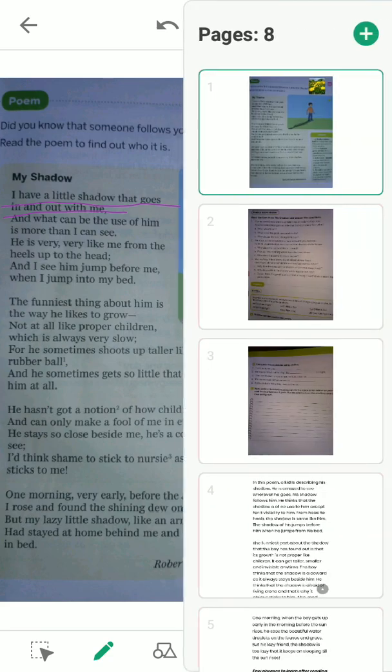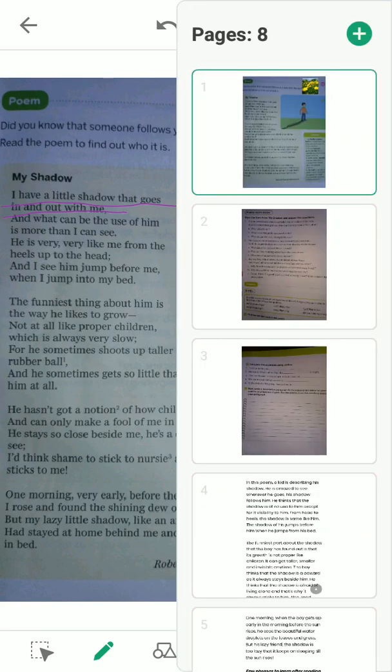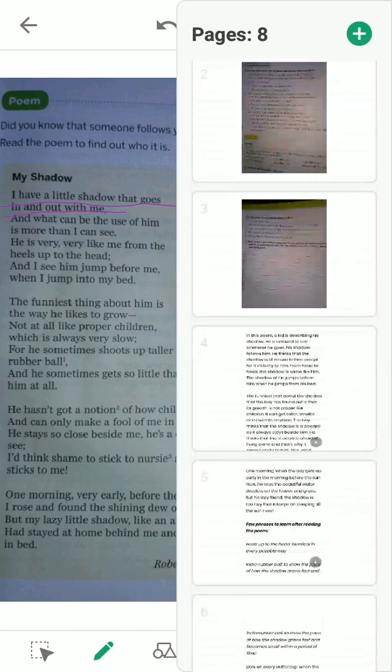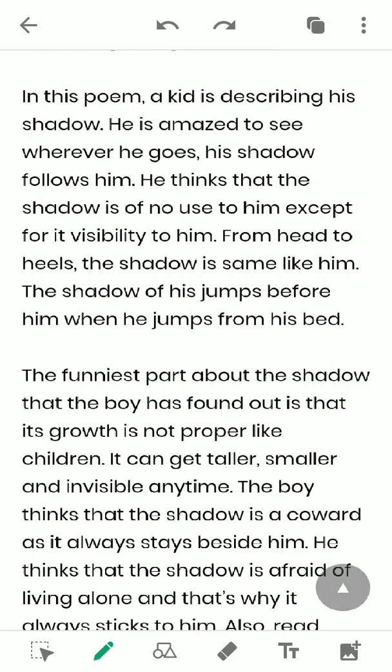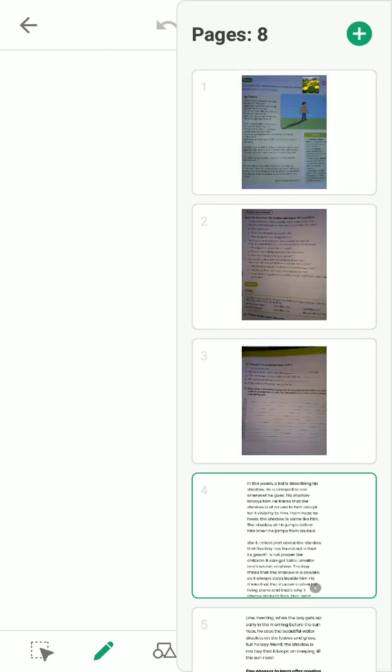I have given a short summary of the poem also. You can memorize this. Let us see what the first line says. In this poem, a kid is describing the shadow. He is amazed to see wherever he goes, the shadow follows him. That means when he goes inside, the shadow comes with him inside. When he goes outside, the shadow alone comes with him.